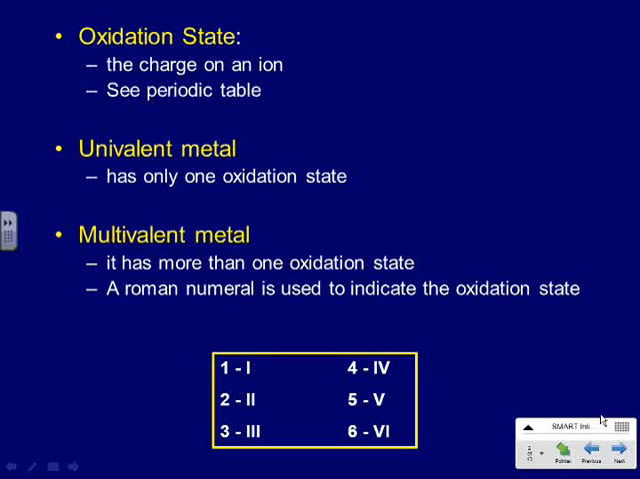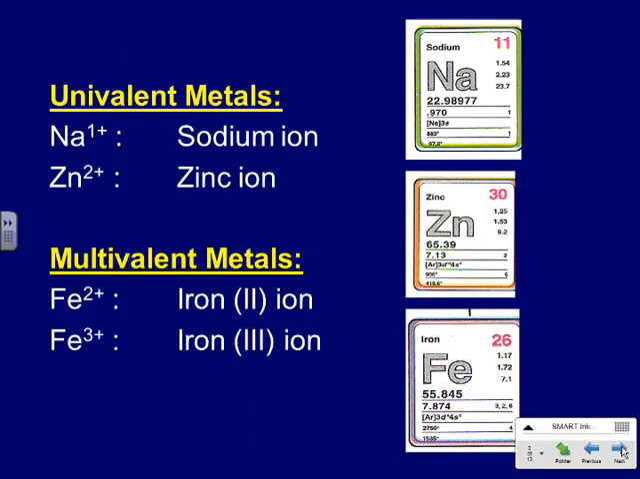Again, you've heard of the term univalent. Un, you just saw it many times. One. Univalent means it has only one possible oxidation state. It can only have one possible charge. And then we have multivalent. There are some ions that can exist in more than one stable oxidation state. So let's just take a look at some of these.